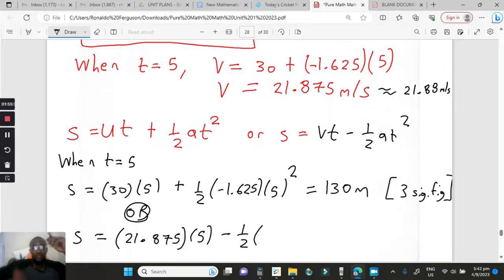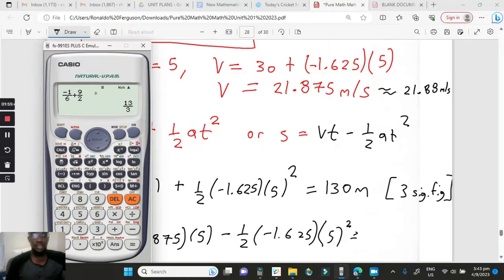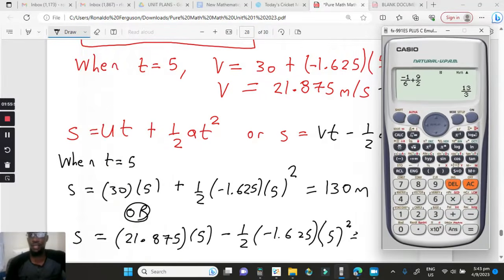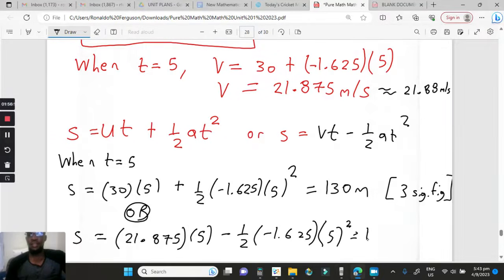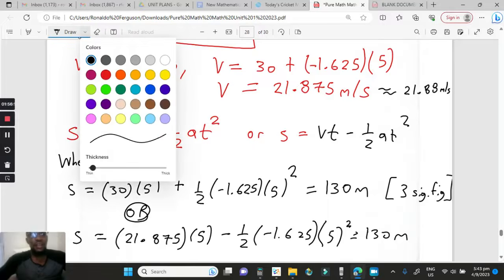All right. We'll put this in our calculator. I'm quiet because it's just calculator now. I don't need to explain computation. So I'm just putting it in the calculator. Put in the calculator, and this is what we get, which is the same thing, 130 meters. Or there's even another way you could do it.